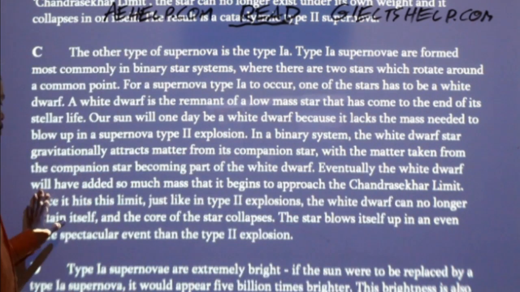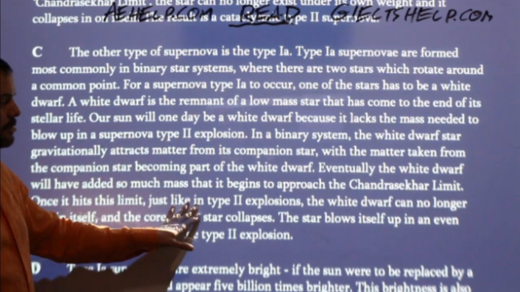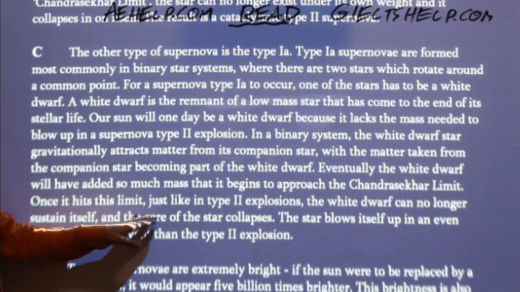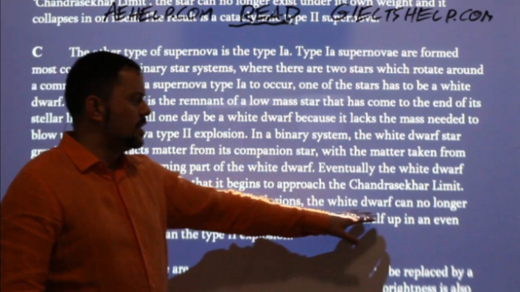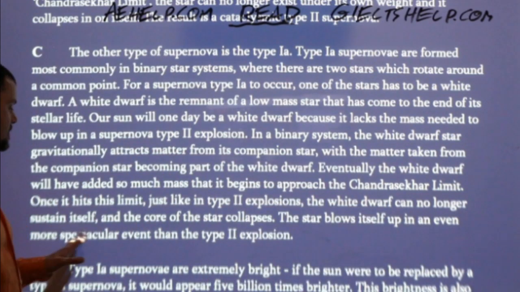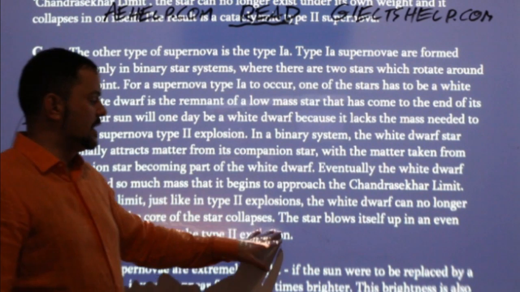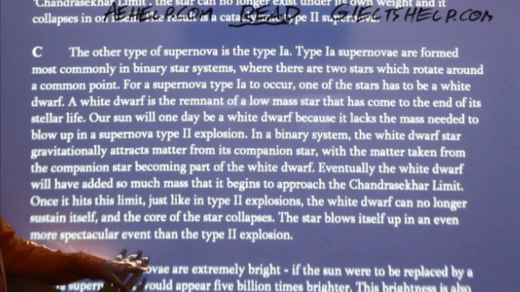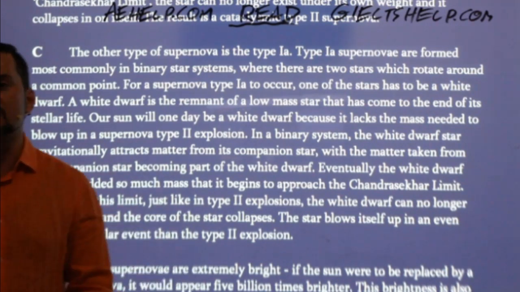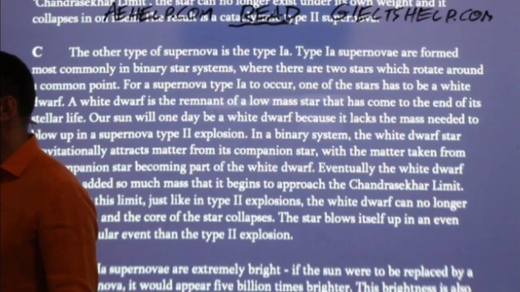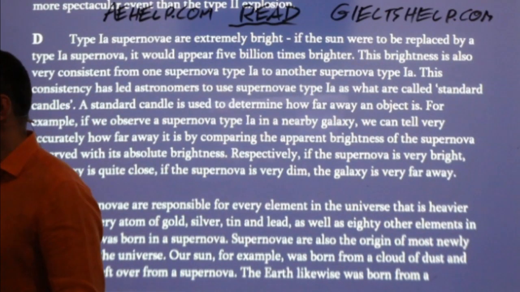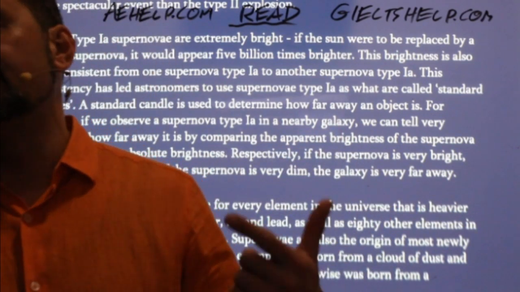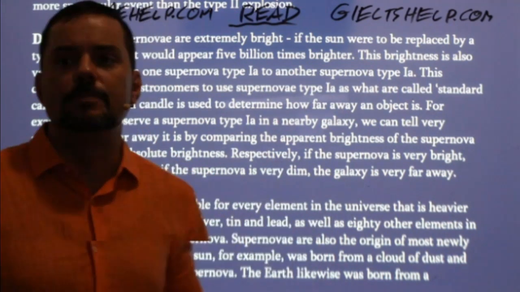Eventually, the white dwarf will have added so much mass that it begins to approach the Chandrasekhar limit. Once it hits this limit, just like in type 2 explosions, the white dwarf can no longer sustain itself and the core of the star collapses. The star blows itself up in an even more spectacular event than a type 2 explosion. All right. Let's keep going. So, body paragraph 1, type 2 supernovae. Body paragraph 2, type 1a supernovae. Good.